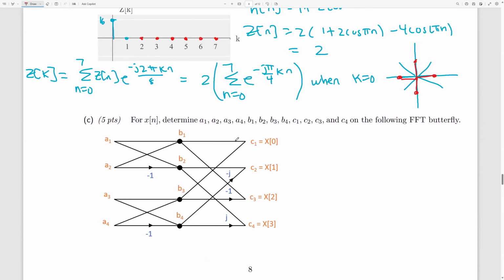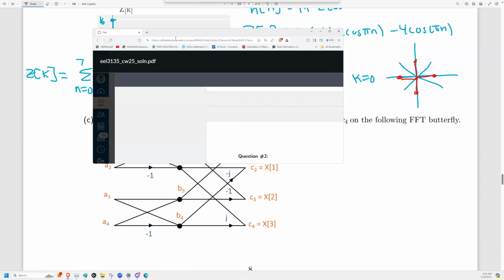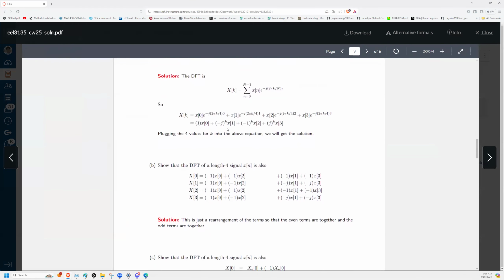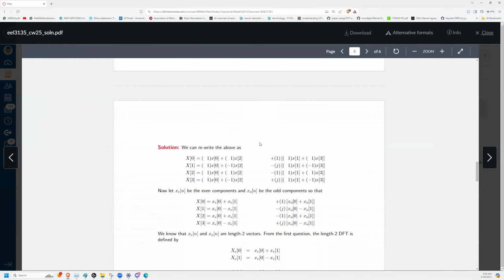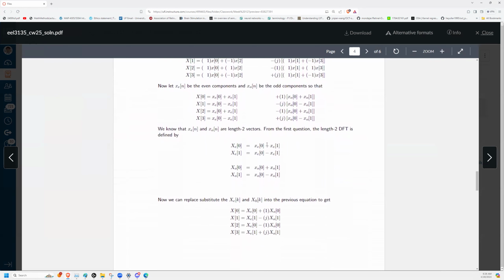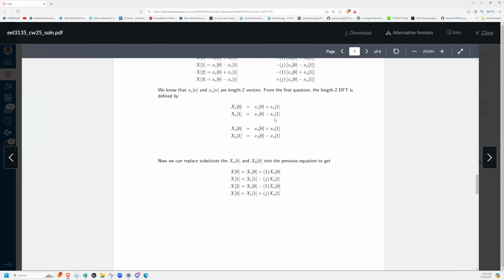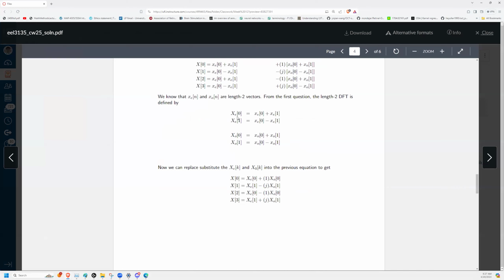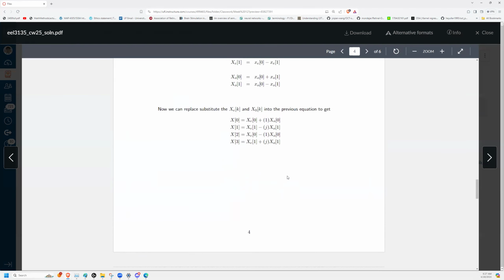Next, for x sub n, determine a1, 2, 3, 4, b1, 2, 3, 4, c1, 2, 3, 4 on the FFT butterfly. My honest solution for this one is to revisit what happened in your classwork. Let me show you the result of the classwork, on classwork 12, classwork 25. If you actually did this or read the solutions, you build up the length-4 FFT and it tells you exactly how to build this FFT butterfly. These are my formulas. You can write them on your formula sheet, and I'll use these formulas to give you the result and show you exactly how the calculations go.